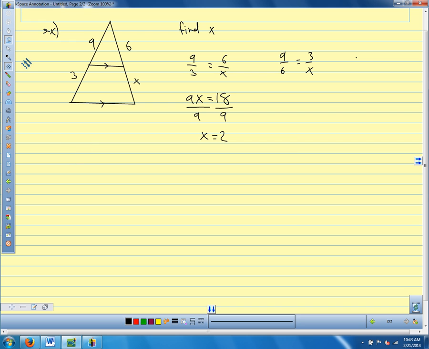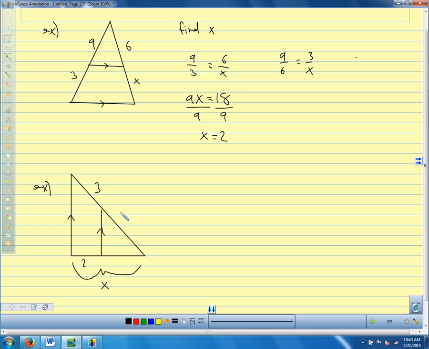All right, let's look at another example. So here's my triangle for this one. Here's my parallel segment. Arrows tell me that they're parallel. And I'm going to say this is 2. That whole side is x. And this is 3, and that's 4. And we want to find x.